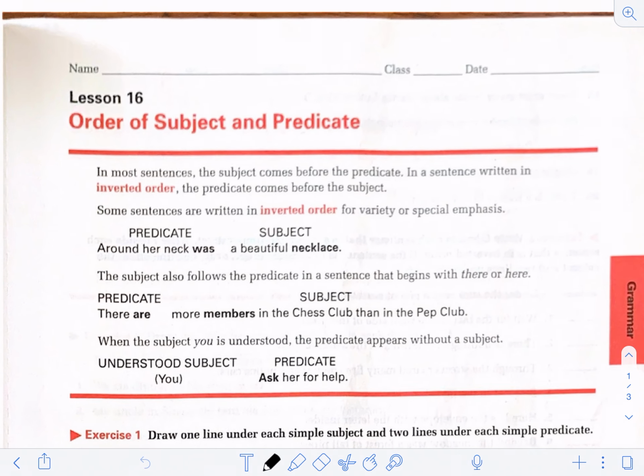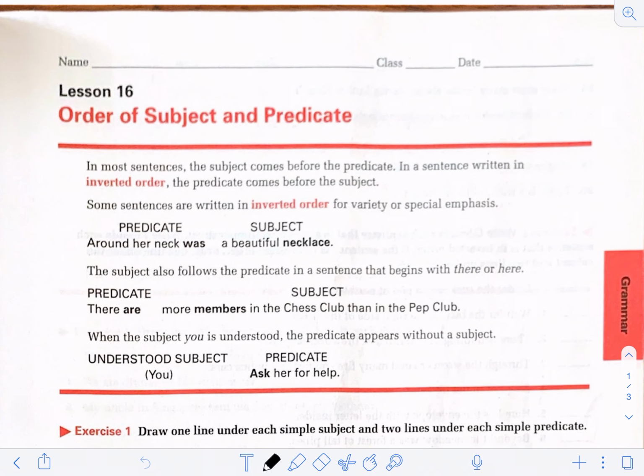Hey guys, for today's grammar lesson, it's really a build upon our last lesson in terms of the subject and the predicate. Please follow along with the notes that I'm taking, and then I'll do a couple samples, and then of course, if you guys have any questions, you can log in during office hours.